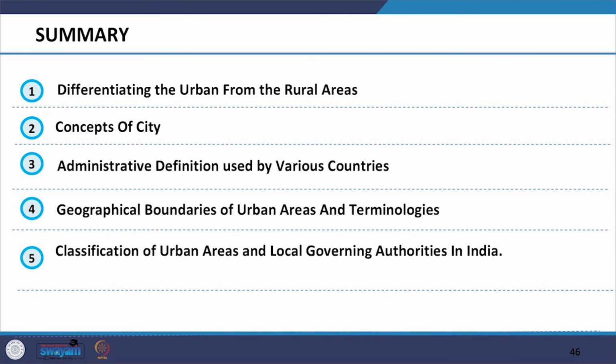So we'll wind up here for this session, and we'll quickly summarize what we have gone through. We saw how we differentiate between urban and rural areas. We saw different concepts of cities. We also looked at administrative definitions used by different countries. We further saw the geographical boundaries and what terminologies are used, and finally we saw the classification of urban areas and local governing authorities in the Indian context. So that was for today.